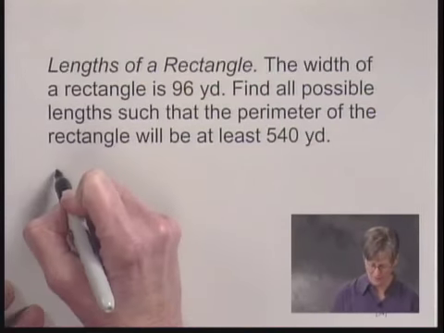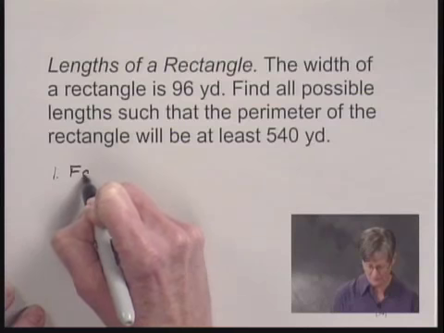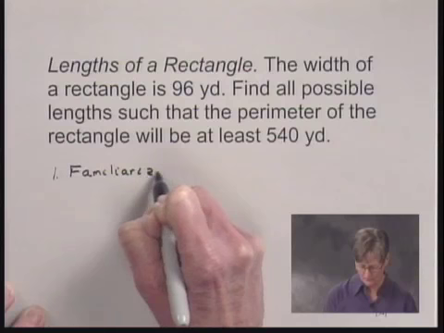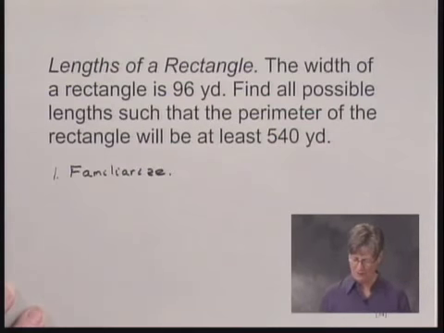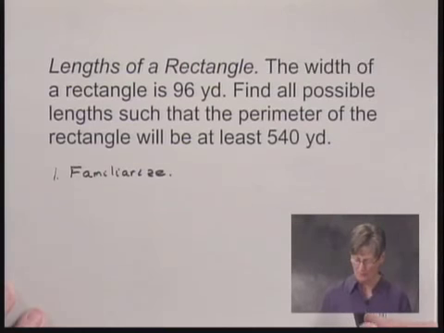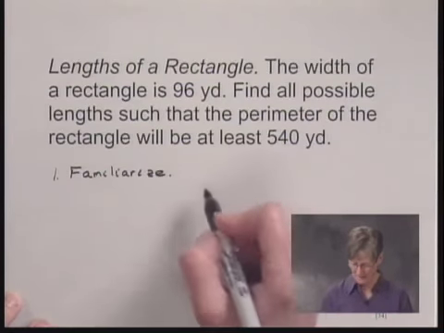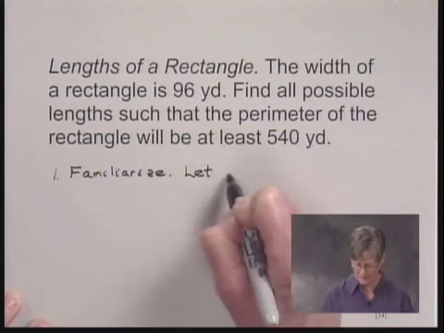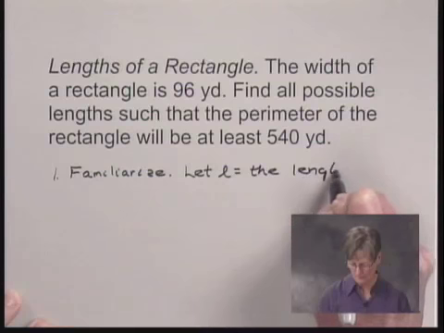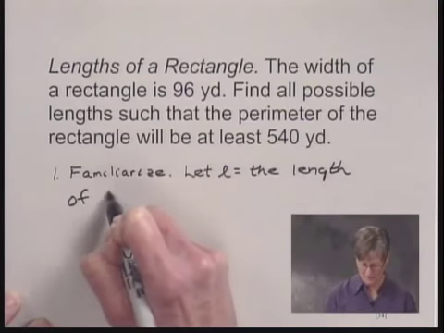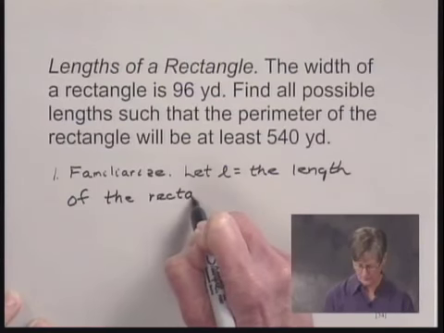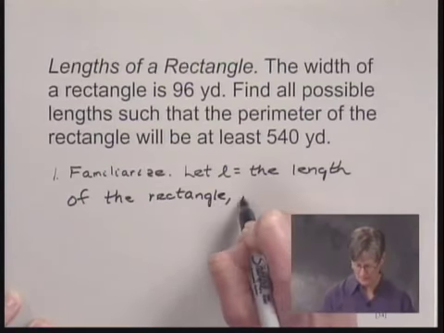Well, we'll use the 5-step problem-solving process, so the first thing we'll do is to familiarize ourselves with the problem. Now, we are trying to find a set of lengths that will make the perimeter a certain number or more. And so let's just begin by letting L be the length of the rectangle, in yards.